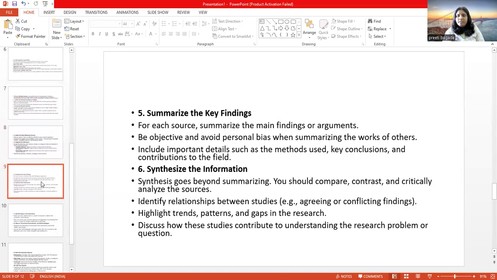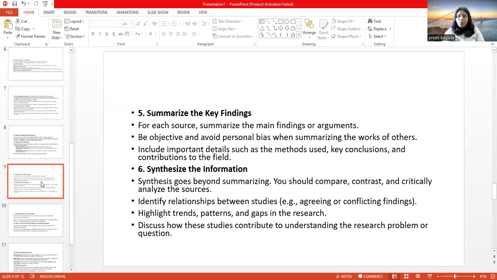Next is summarizing the key findings. For each source, summarize the main findings or arguments. Be objective and avoid personal bias when summarizing the work of others. Include important details such as the method used, key conclusions, and contributions to the field.